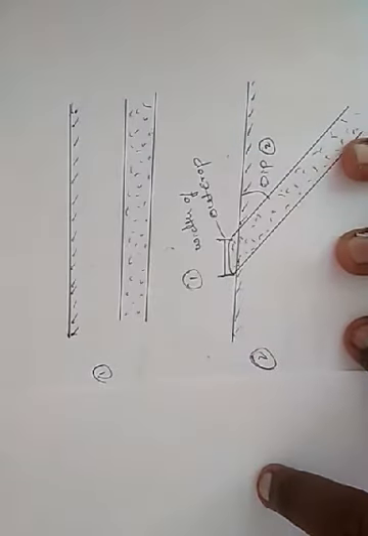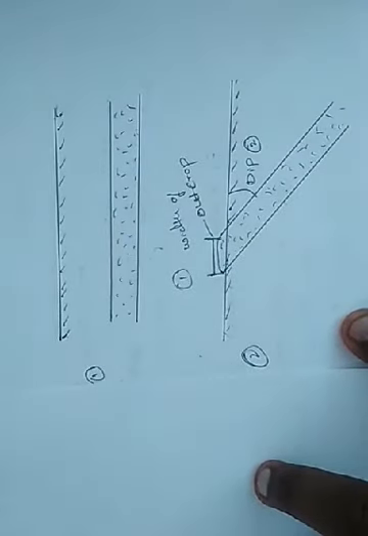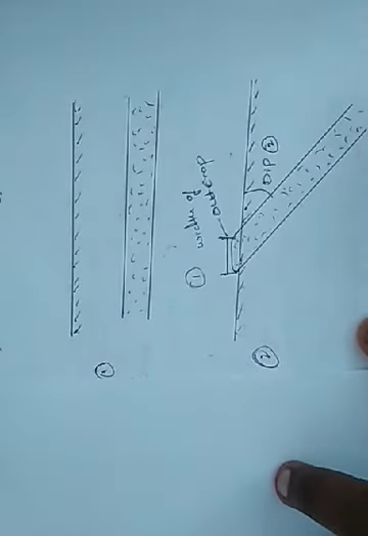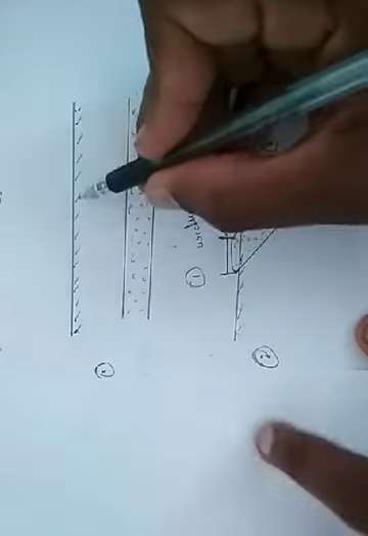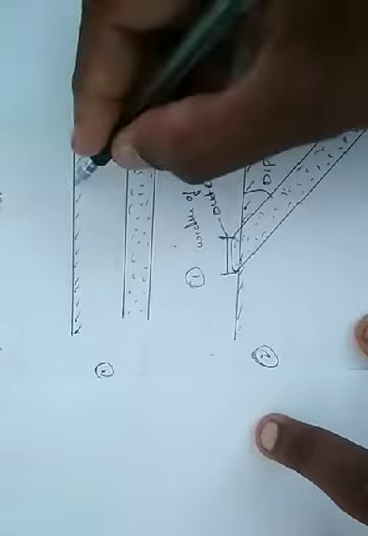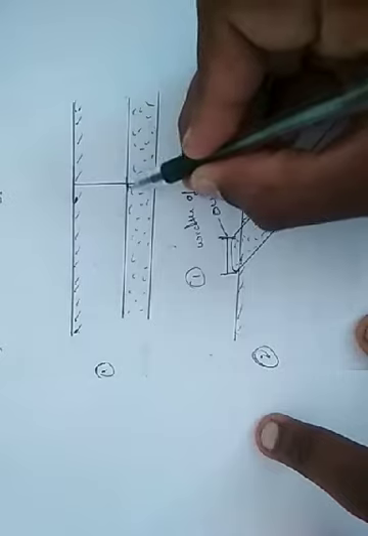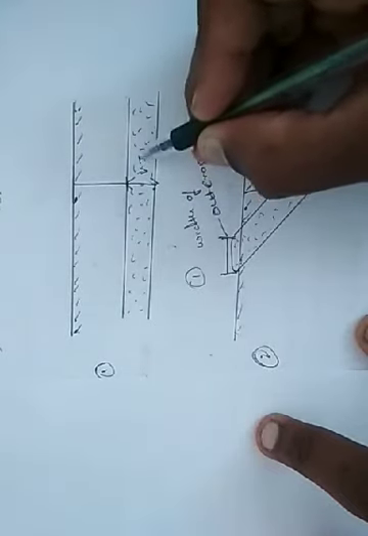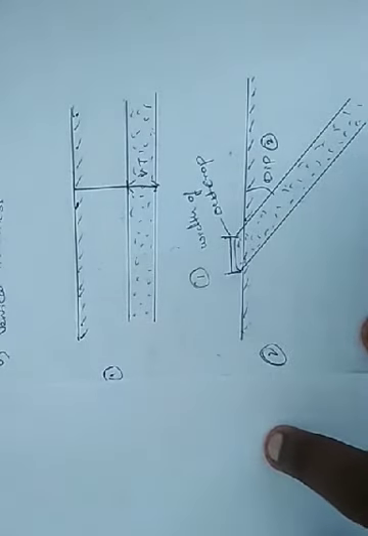Now we need to know the difference between vertical thickness and true thickness. The vertical thickness is always measured vertically downwards from the surface. That is, it is always measured perpendicular to the surface line. So this is the VT, the vertical thickness of the bed. Next we have the true thickness. True thickness is measured perpendicular to the bedding planes.